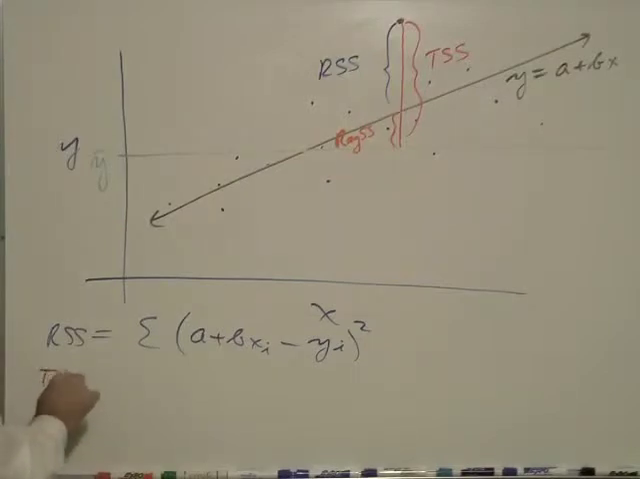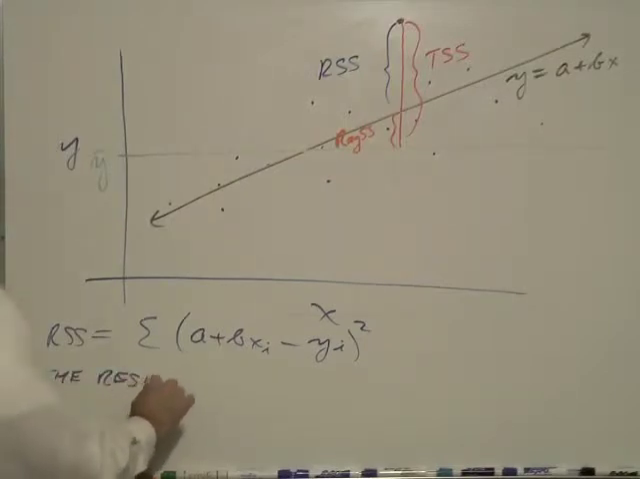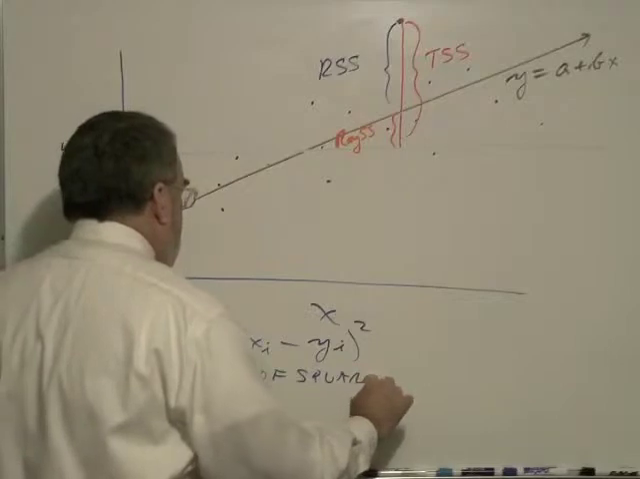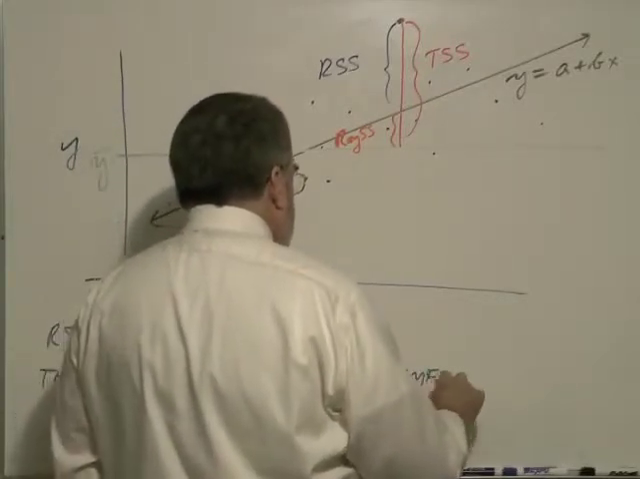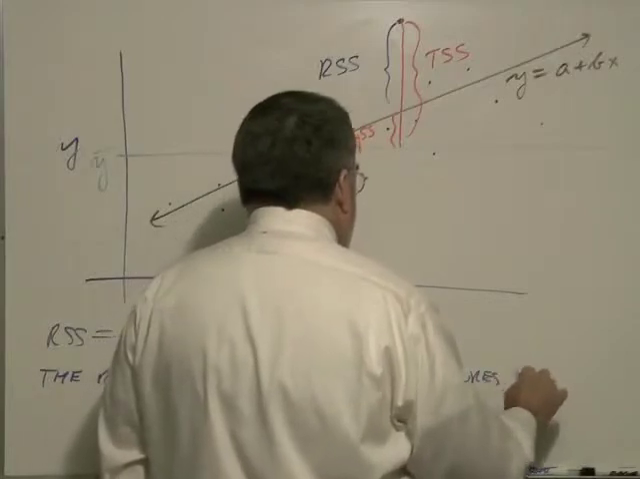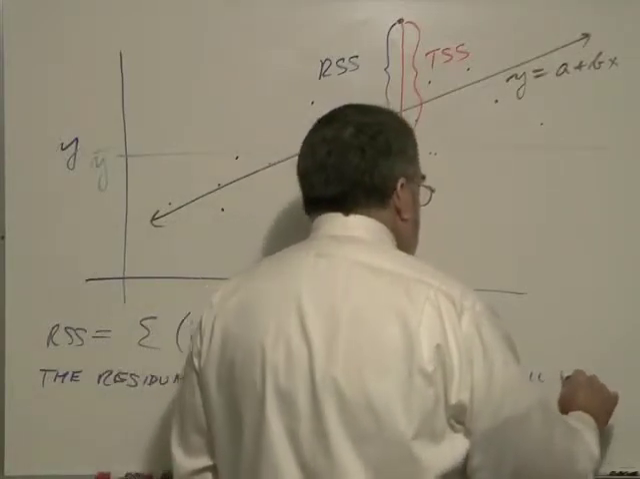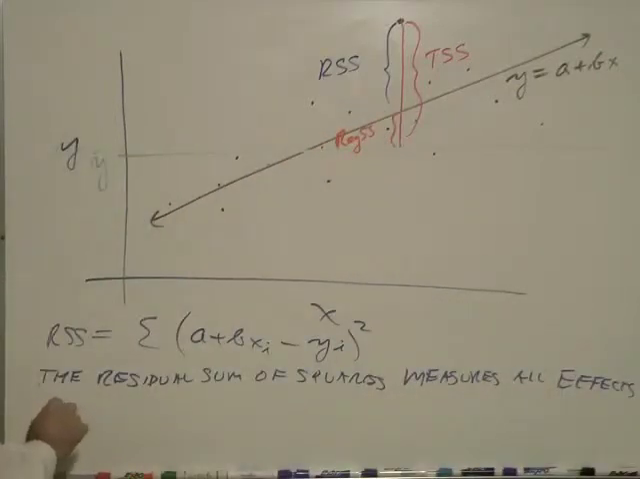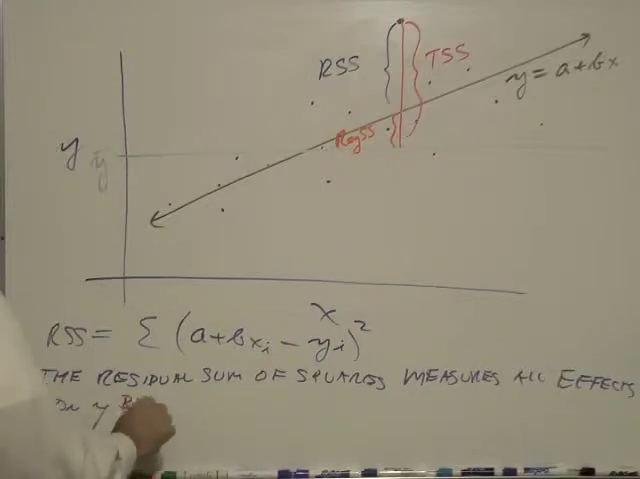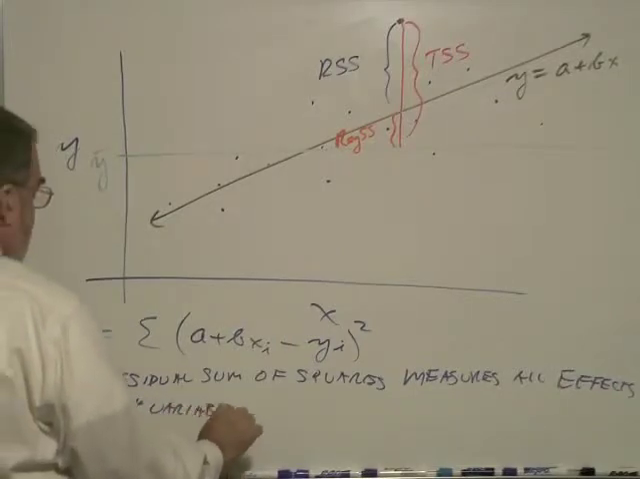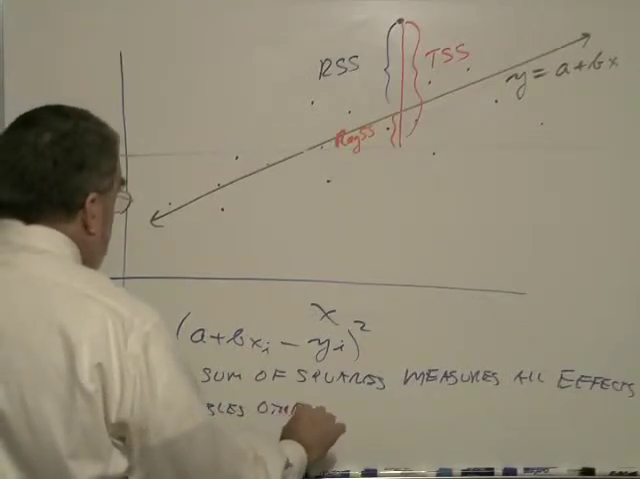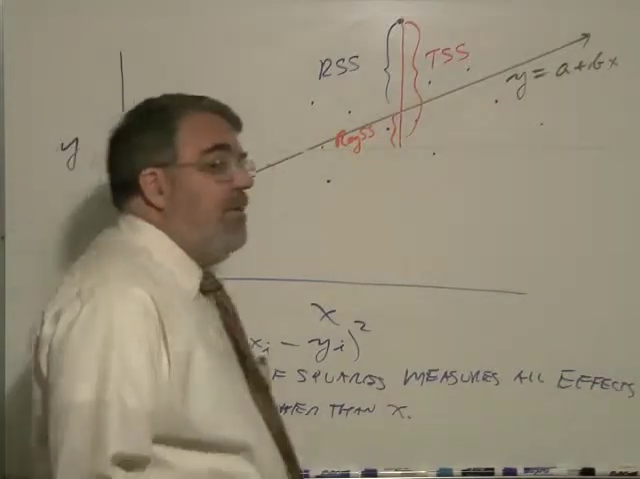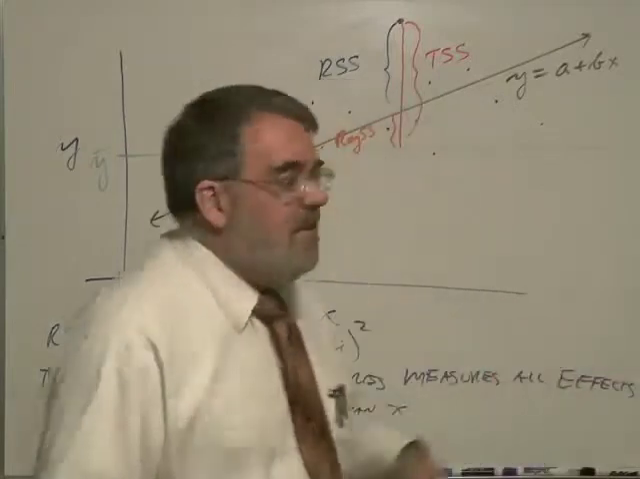So the residual sum of squares measures all effects on y by variables other than x. So all those other factors are summed up in the residual sum of squares.